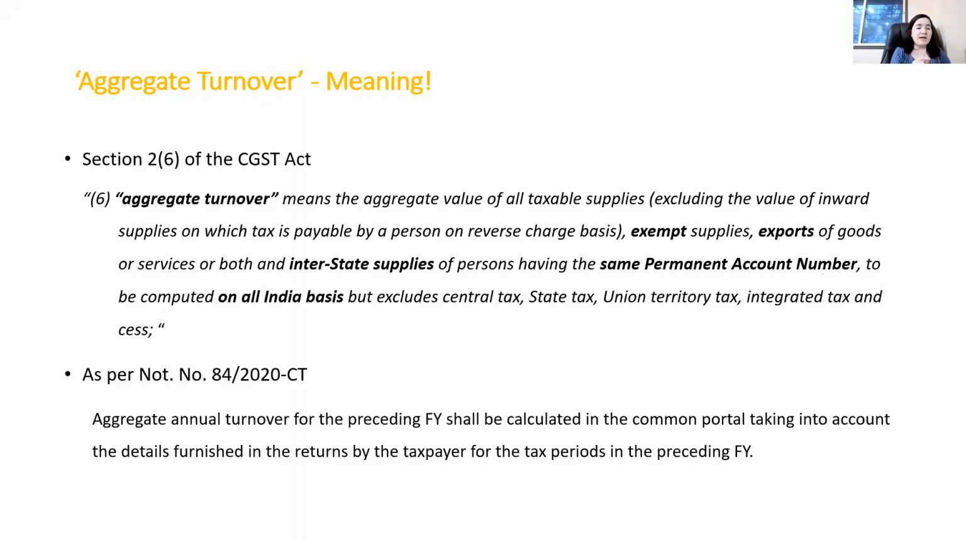So don't rely on that. Please compute the aggregate turnover separately as per the definition given, including all supplies, including exempt supply, and then conclude yourself whether the scheme is applicable or not. If the online portal says that the scheme is applicable, don't rely on the online portal. Please cross-check with your books of accounts whether your aggregate turnover is really up to 5 crore or not.